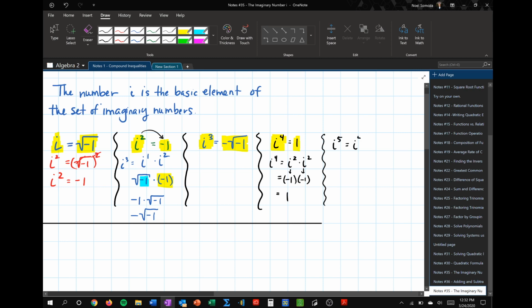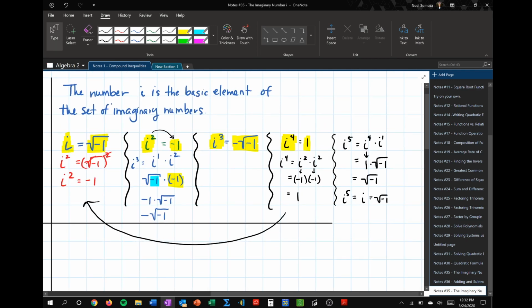Wouldn't i to the fifth be the same thing as i to the fourth times i? Here this i has a power of 1. So what is i to the fourth? Well, we know i to the fourth is equal to 1. We just solved for that. So it's 1 times, well, what's i? i is square root of negative 1. So 1 times the square root of negative 1 isn't going to change it. It's going to stay as the square root of negative 1. So what is i to the fifth? Well, i to the fifth is the same thing as i. You get the same answer, because they're both equal to the square root of negative 1. So you see right after i to the fourth, it basically goes back here.